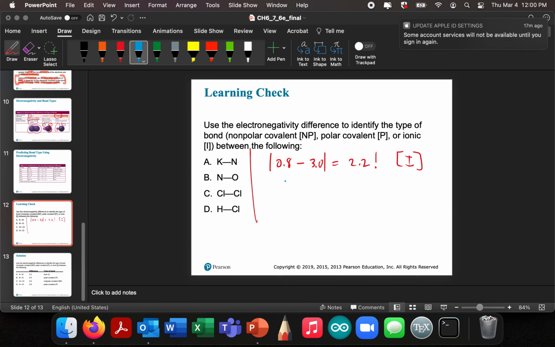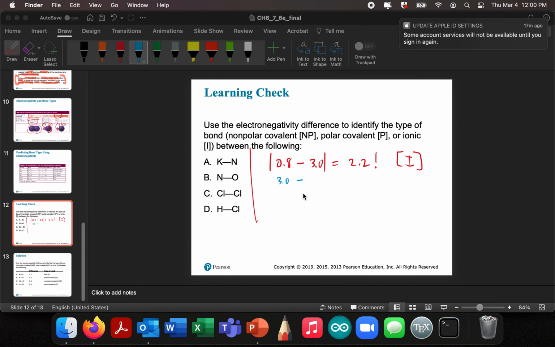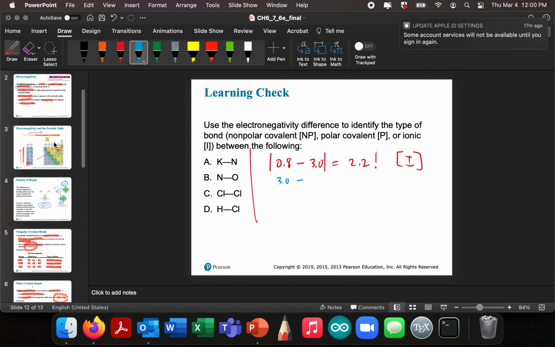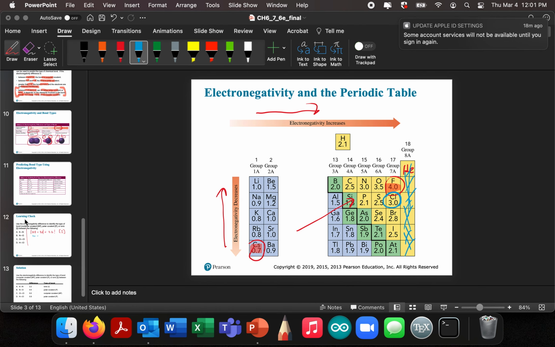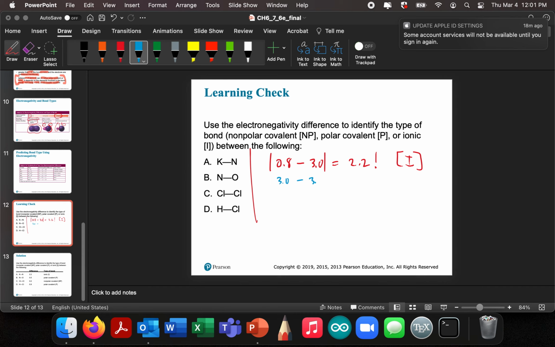Okay, let's do a different color here. Nitrogen, I just looked that up. It's 3.0 minus oxygen, which is 3.5. And it's the difference we care about, and that difference is 0.5, so we're going to say this is polar. Now, chlorine, whatever chlorine is, let's say it's X, the other one is also X. Whatever that is, the difference is, of course, 0, and so this is going to be nonpolar.